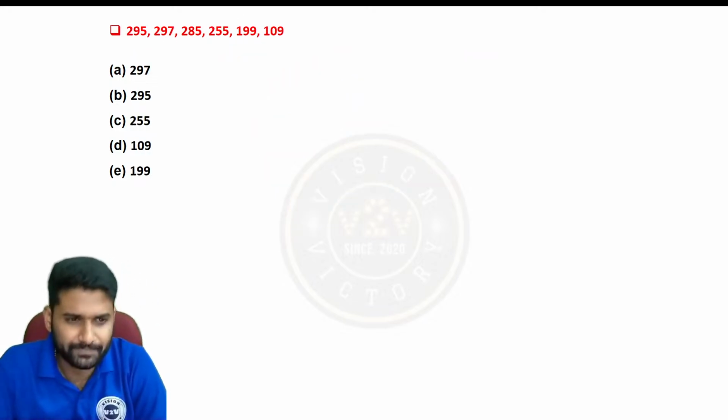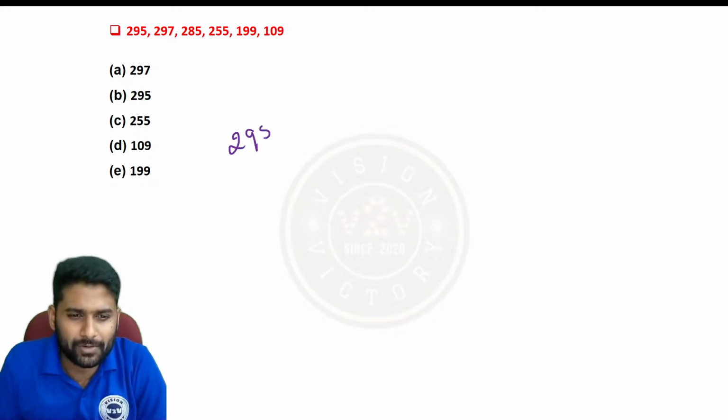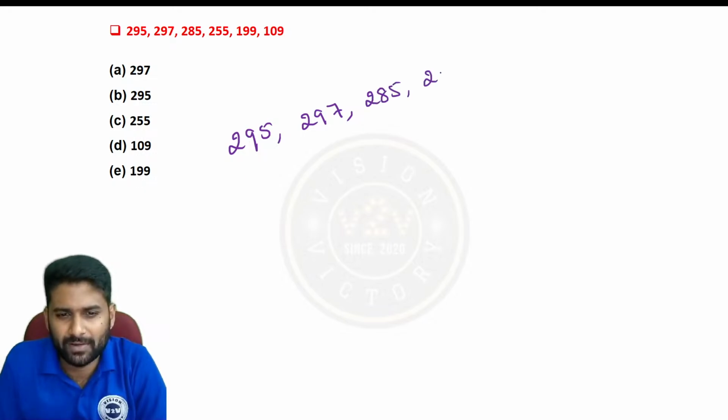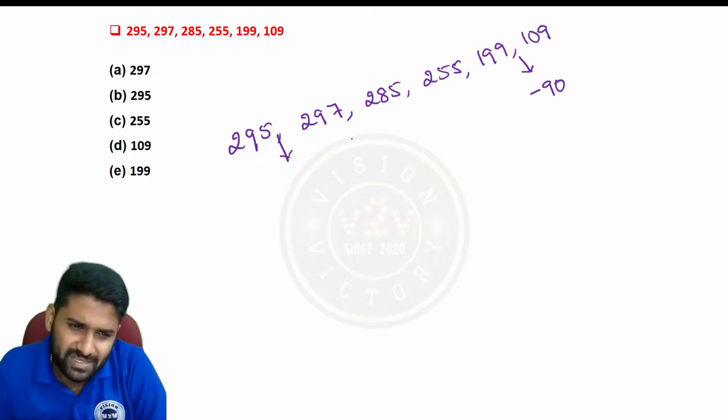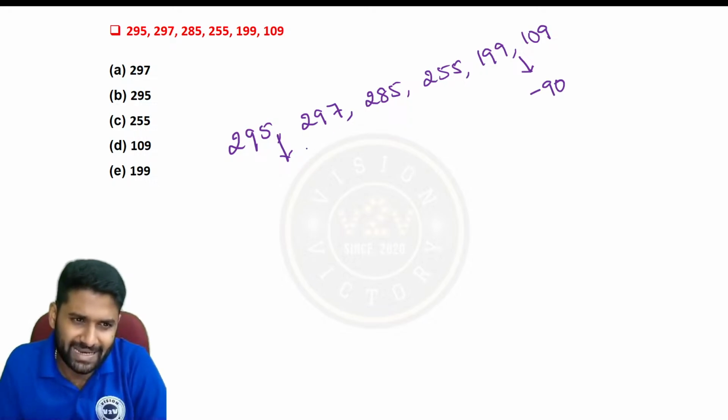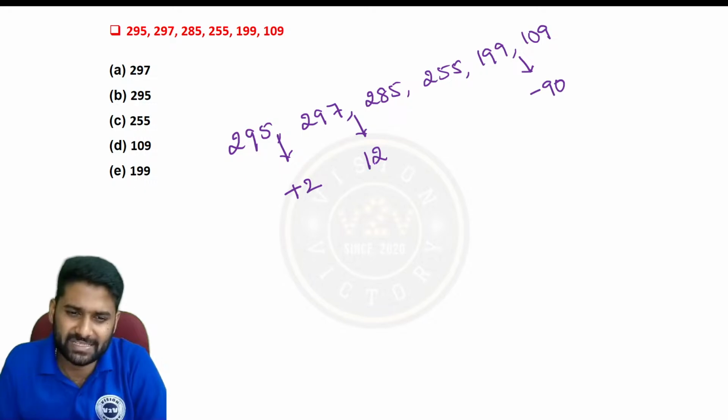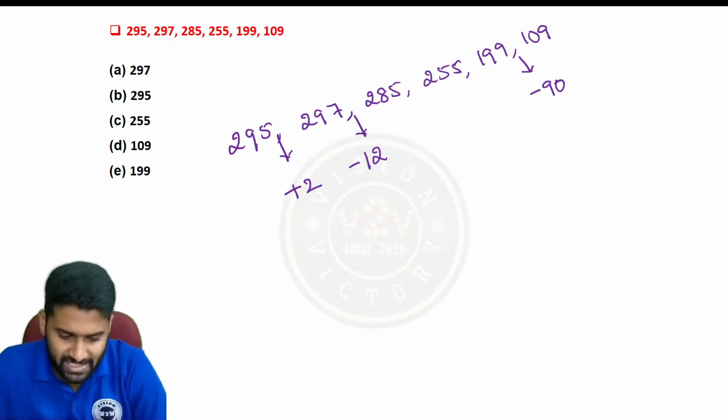On to the next question: 295, 297, 285, 255. Out of all these numbers, which number is the wrong number? Now 295 becomes 297, increasing 2 units. Next, it's decreasing 12 units. Increasing 2 units, decreasing 12 units.